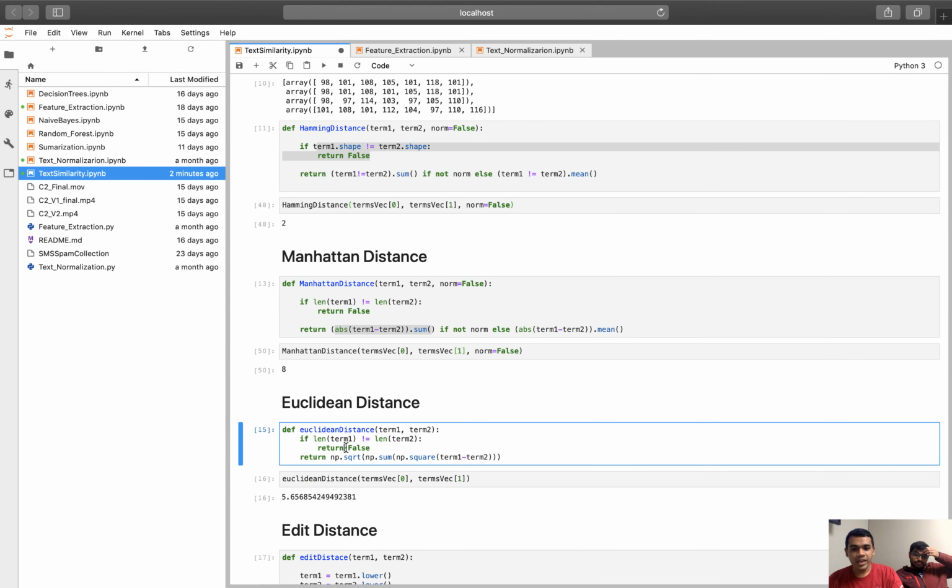In the same case with the Euclidean distance, as you can see, it's the square root of the sum of the squares of the two terms. Again, instead of taking the absolute value, it's better to take the square of the difference between the two values.